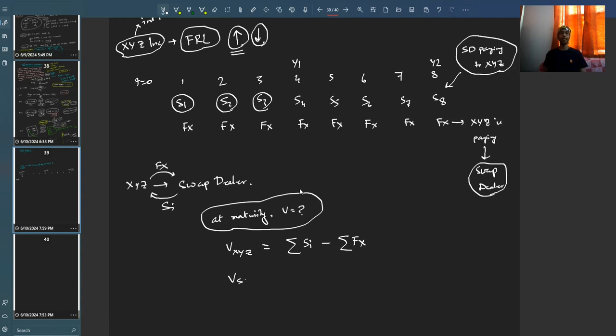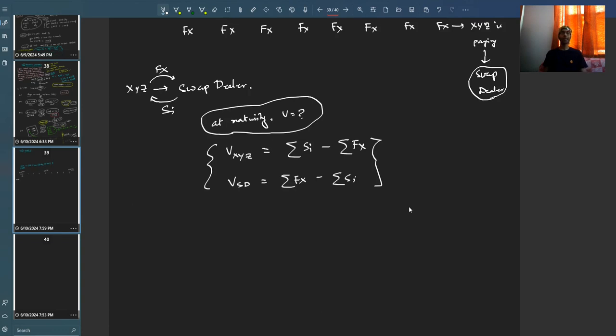So the value to the swap dealer is equal to the sum of the payments it is receiving, that is the sum of all the FX, minus the sum of the payments it is paying, the sum of all the variable payments. So this is the value at maturity of this swap.